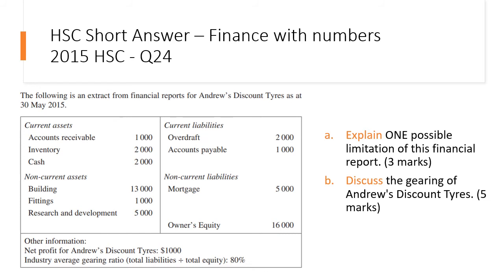So you'll get your financial statement here. And then what you need to be really careful of is this bit here, the other information. The other information is going to give you some tips. They might give you a formula. They might give you the net profit. Now, the net profit, you know that we don't get off a balance sheet. We get it off an income statement. So they're giving you the information that you need. So there's two questions. Explain one possible limitation of this financial report, and then discuss the gearing of Andrew's Discount Tyres, and that's your 5 marker.